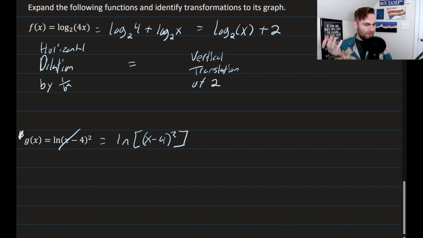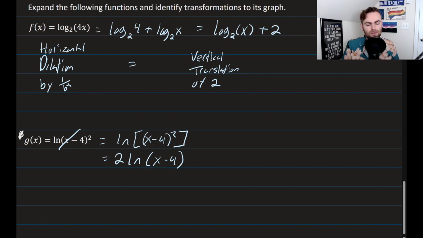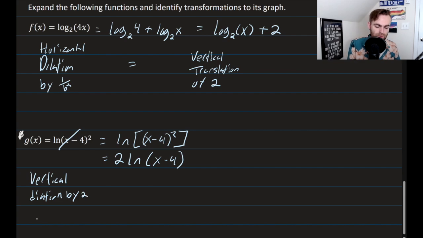So let's do what we can, knowing what we know. Using modifications, using the identities and the properties we've established, this is equivalent to 2 ln, natural log of x minus 4, right? So we would say that this is a vertical dilation by 2, and then it is a translation. In this case, it would be right 4.